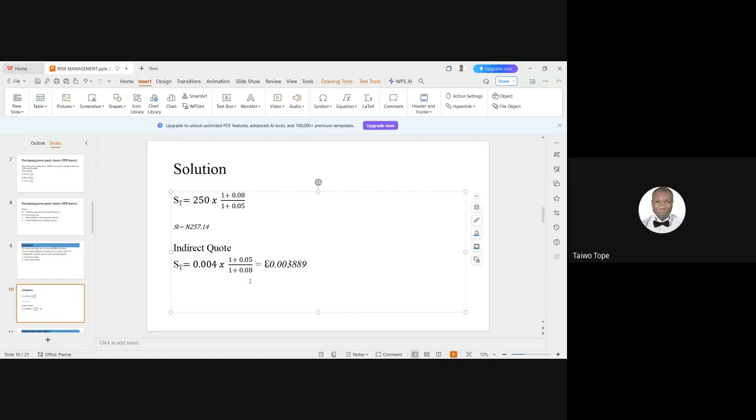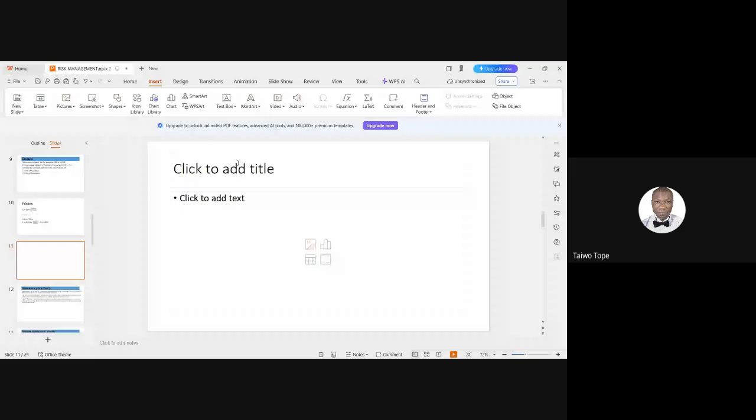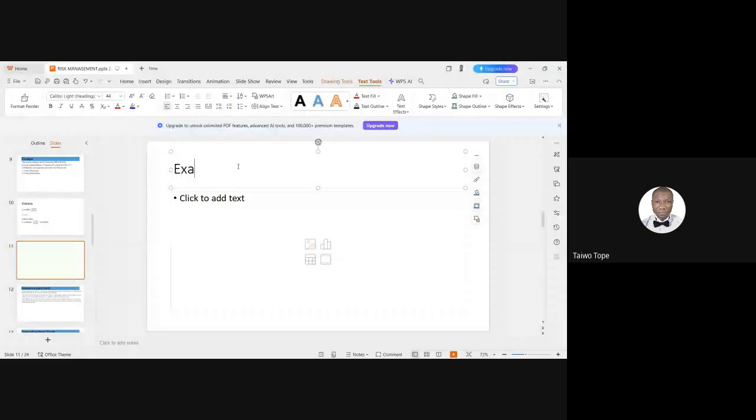We can have another scenario whereby you are not just expected to determine the inflation rate for a year. You can be expected to determine the spot rate for year 1 to year 3. For example, let's look at this example.